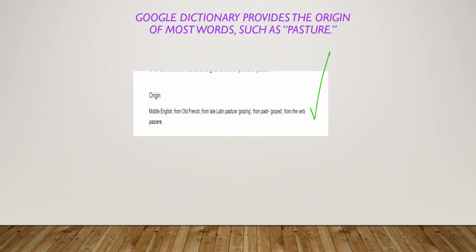Slide 16 shows that Google Dictionary provides the basic history of words in the section Origin. You need to scroll down almost to the end of the definition to find the origin of a word in Google Dictionary. Also, not all words in Google Dictionary will have their origins listed. That's why you should use www.etyonline.com to find the history of a word.